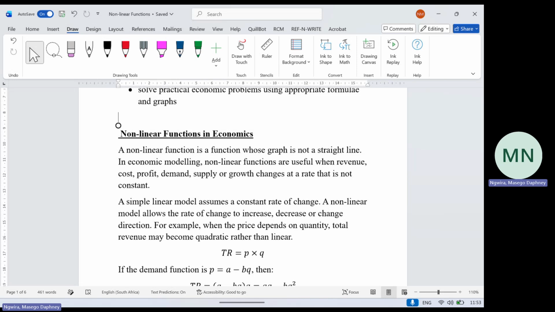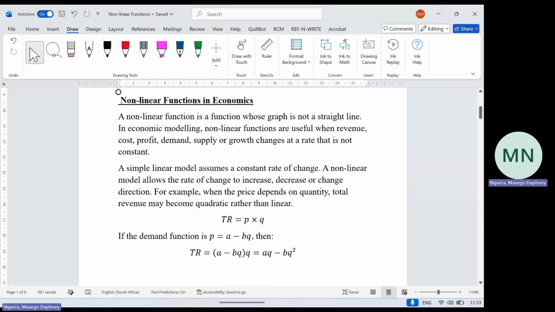A simple linear model assumes a constant rate of change. A nonlinear model allows the rate of change to increase, decrease, or change direction. For example, when the price depends on quantity, total revenue may become quadratic rather than linear.